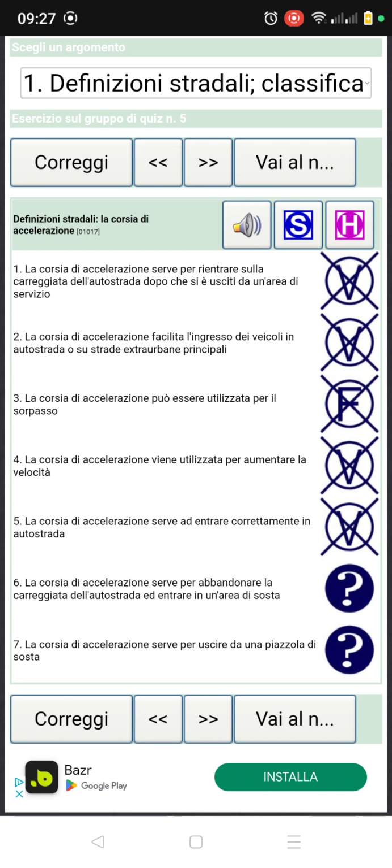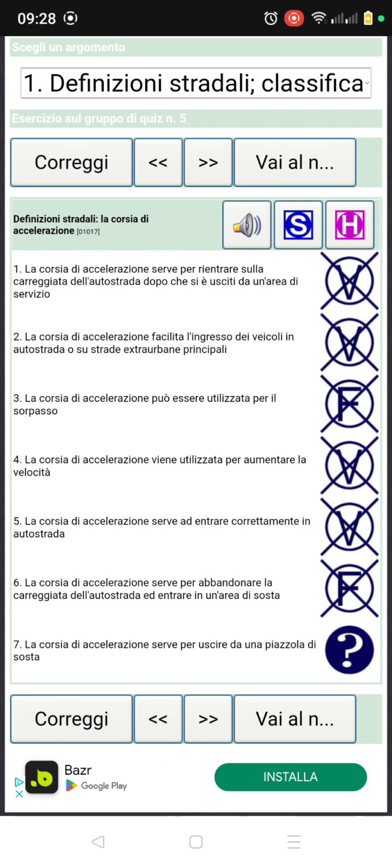Number 6. La corsia di accelerazione serve per abbandonare la carreggiata. So he said the acceleration lane serves to abandon the carriageway, the autostrada, and entrare in un'area di sosta. So this question is saying the acceleration lane serves to abandon the carriageway of the highway and to enter a parking area. No, it's false. It's not used for that. No, it's false.